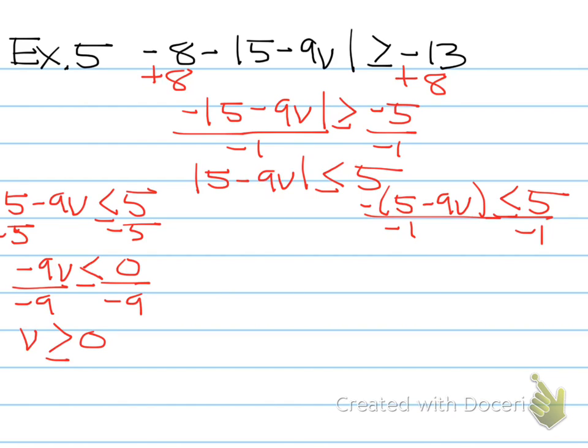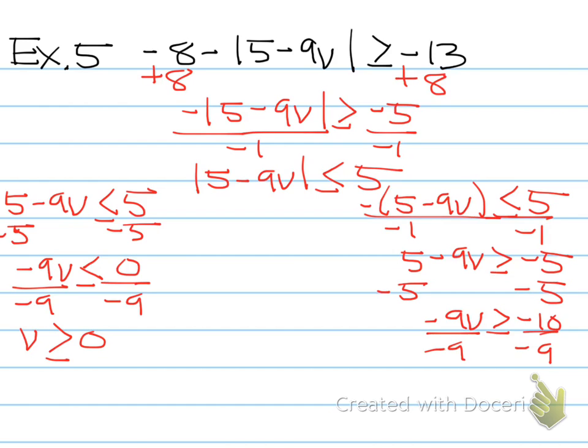And then on the other inequality, I want to start by dividing both sides by negative 1 to get rid of that negative in front of the parenthesis. That gives me 5 minus 9v is greater than or equal to negative 5. Again, the direction of the inequality changed because we divided by negative 1. Subtract 5 from both sides. We get negative 9v is greater than or equal to negative 10. Divide both sides by negative 9, which is going to change the direction of the inequality again. v is less than or equal to, a negative divided by a negative is a positive, 10 over 9.